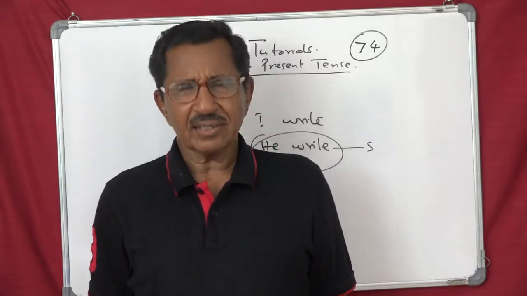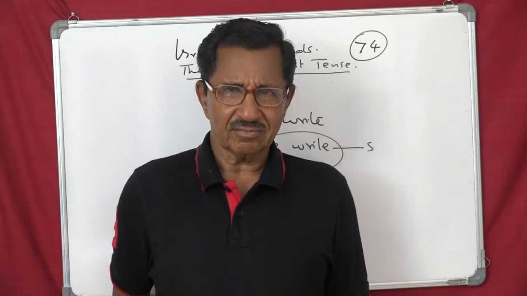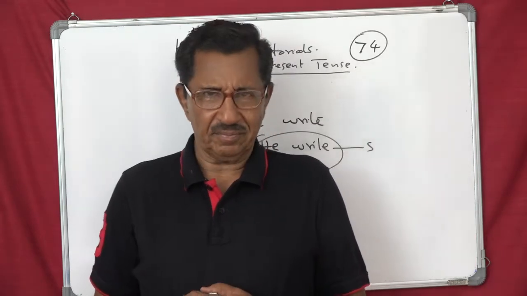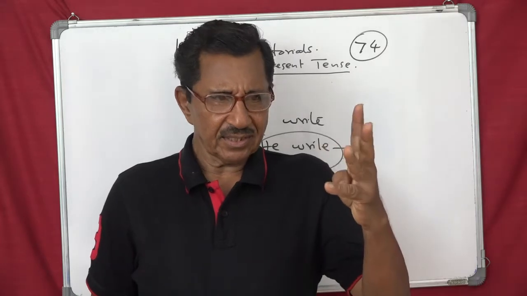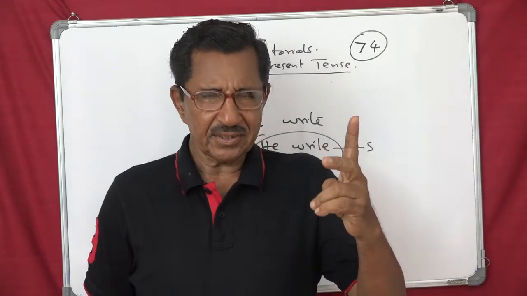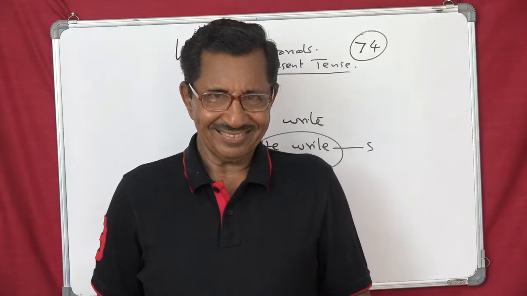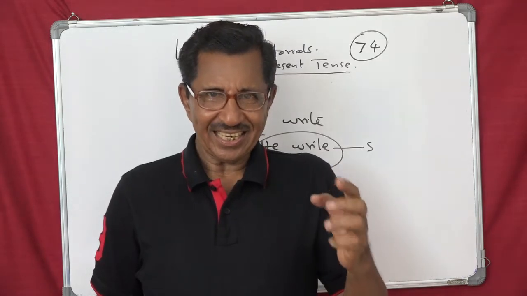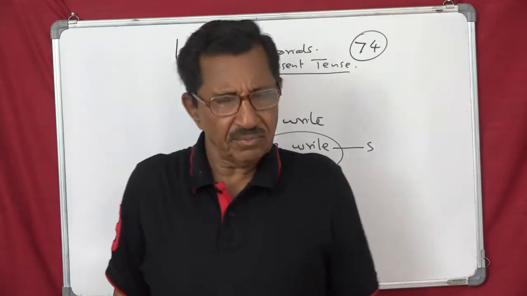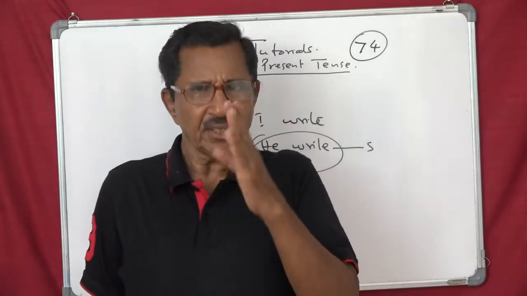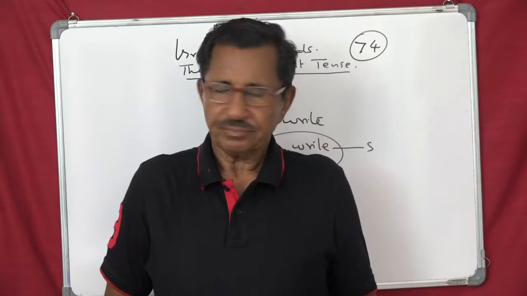Why not make 100 sentences in third person singular? So like that. He jumps, she runs, he jumps, she jumps, it jumps. He runs, she runs, it runs. Simple sentences.